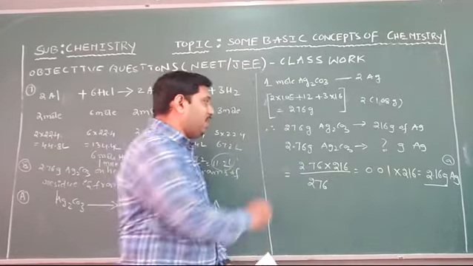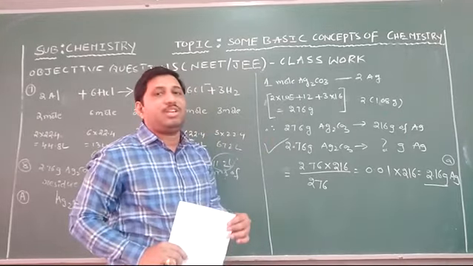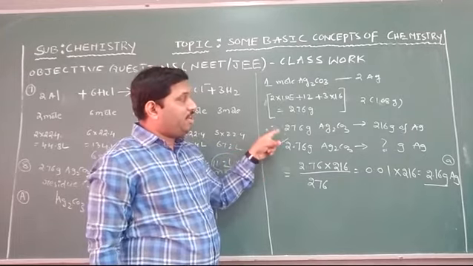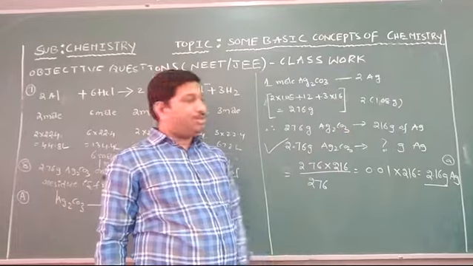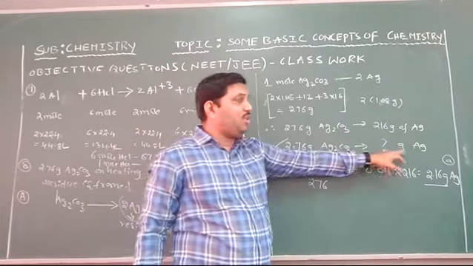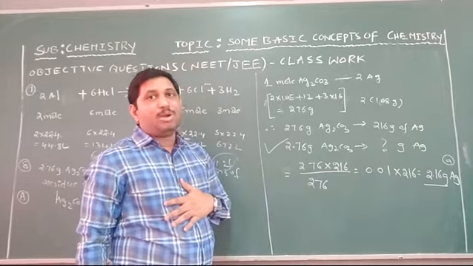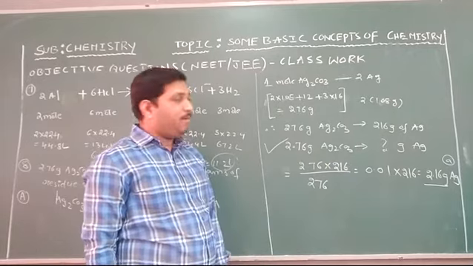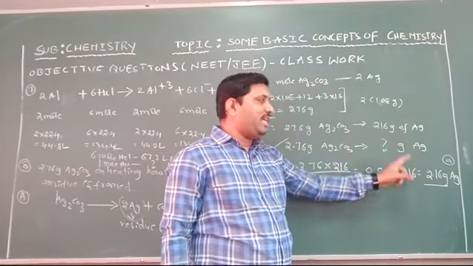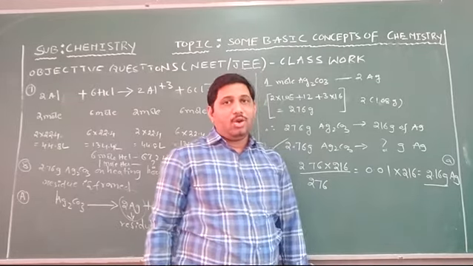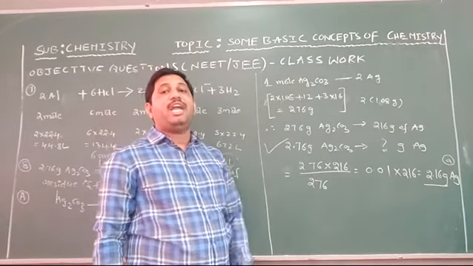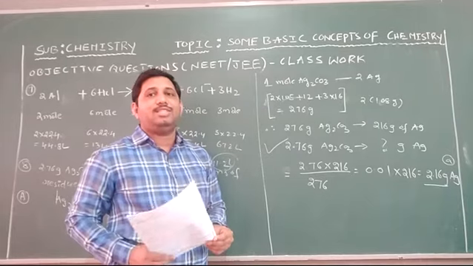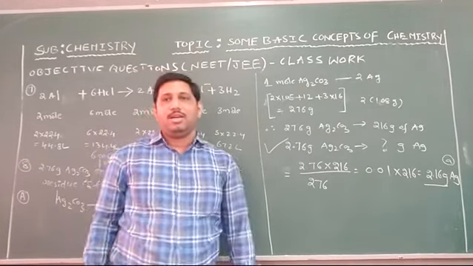But in the given question, what are they asking, student? If 2.76 grams of silver carbonate is heated, what is the weight of the residue formed? 276 grams gives 216 grams of silver as the residue. For 2.76 grams, how much silver is formed as the residue? Simply, cross multiplication: 2.76 into 216 divided by 276, that is 0.01 into 216, that is 2.16 grams of silver. 2.76 grams of silver carbonate is heated, 2.16 grams of silver is formed as the residue. Therefore, A is the correct answer. Copy this, students.